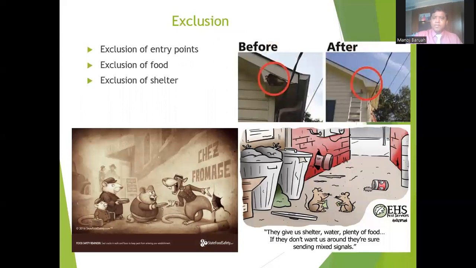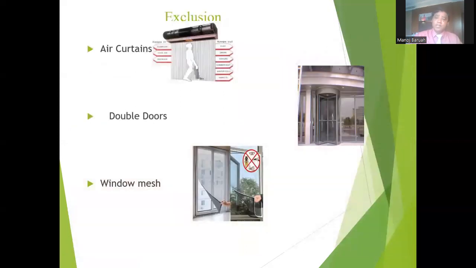Now you see just a good example of before and after the treatment. Suppose there was a hole, and then after inspection, this hole was sealed. Now what happens if it is not sealed? These rodents are calling their fellow beings, saying, come, there is a big hole here. But once it is sealed, the rodents just stay outside. They are unable to enter inside. So exclusion of entry points, food, shelter gives very good results.